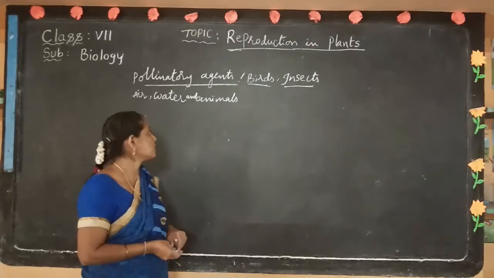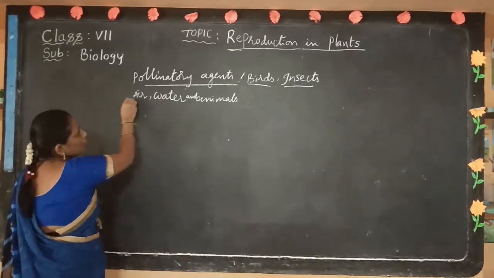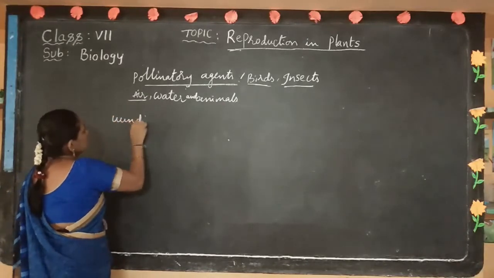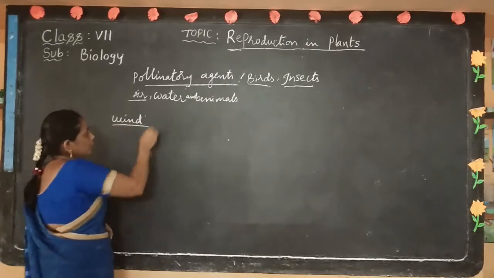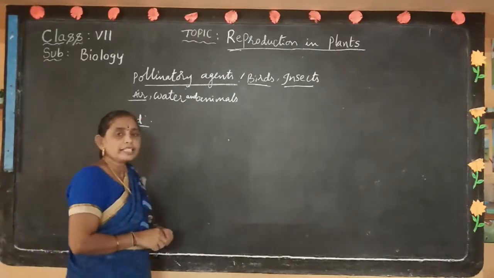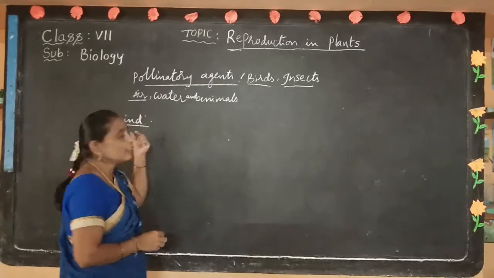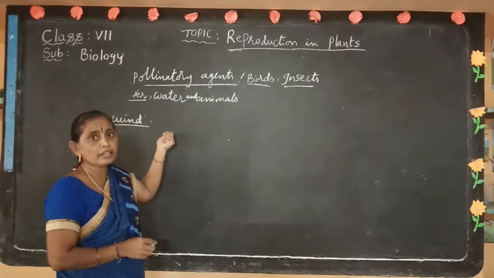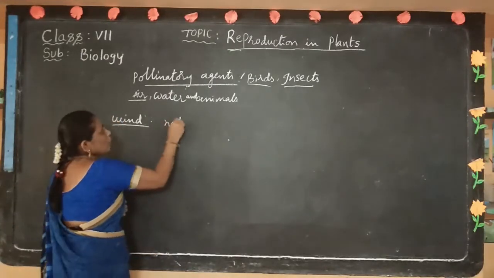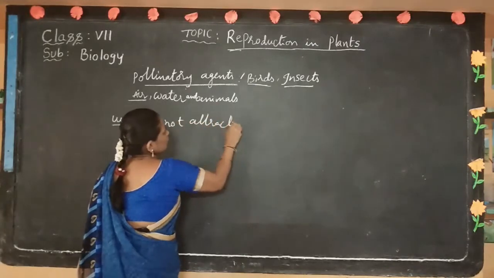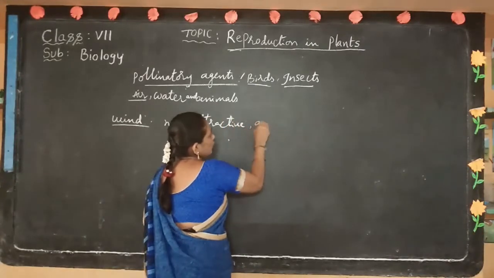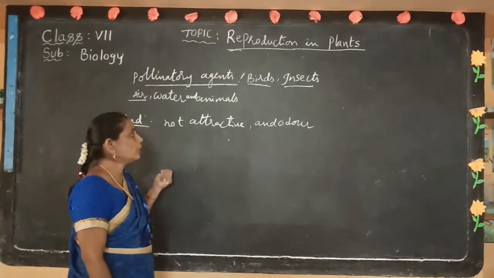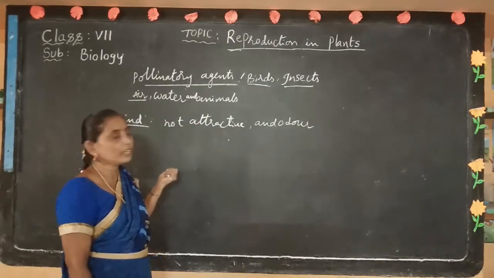Now we will discuss the topic of pollination by air, which means wind. In plants pollinated by wind or air, the flowers are not attractive and have no odor. Odor means smell. They do not emit a sweet smell.